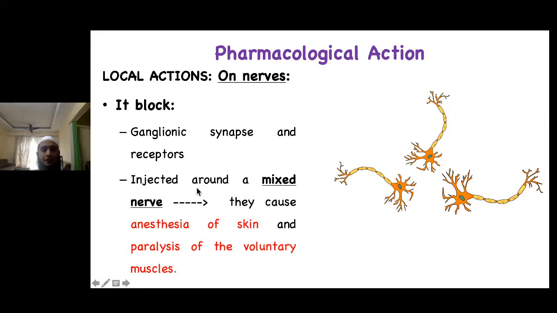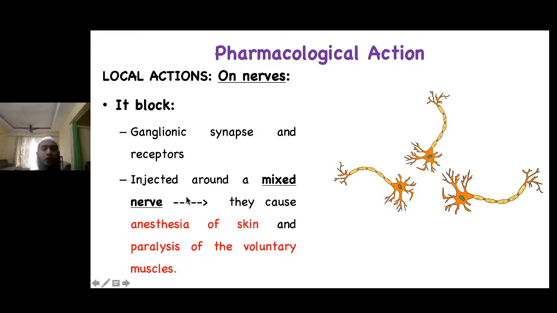Whereas, injection of local anesthetic around a mixed nerve: a mixed nerve consists of two types of nerves, sensory nerves and motor nerves. Sensory nerves take messages from the sensory organ towards the brain, whereas motor nerves carry messages from the brain to the organ. For example, if there is a feeling of a hot sensation, how will you feel it? Here the sensory nerve carries the message from your sense organ towards the brain, and then the brain responds by sending a message through the motor nerve to remove your hand.